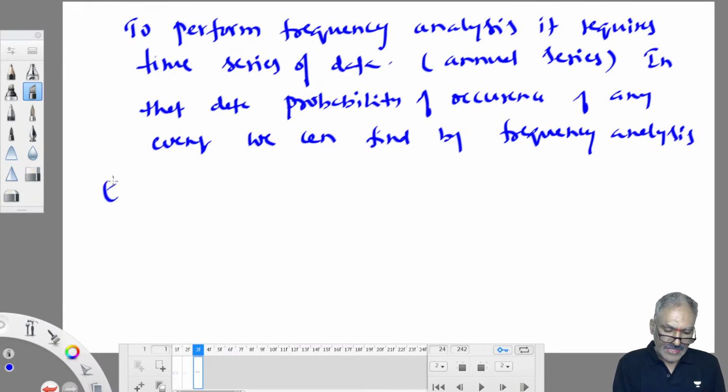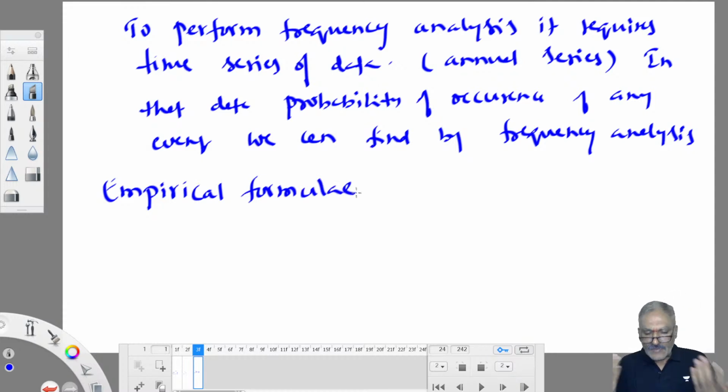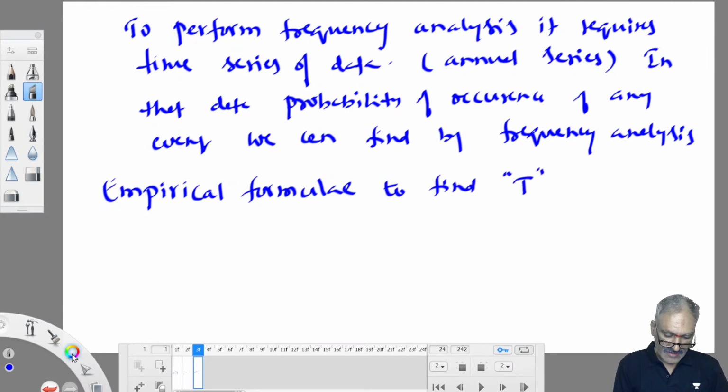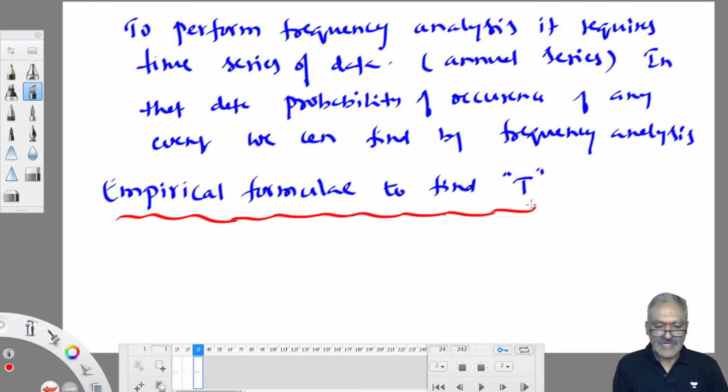So, the empirical formulae used to find out frequency. Empirical formulae means what? Formulae which are not derived, which are proposed by somebody. They have tested, found good, and they are acceptable for us. Empirical formulae to find T. What is T? T stands for frequency, or time recurrence interval, or return period. Understood?